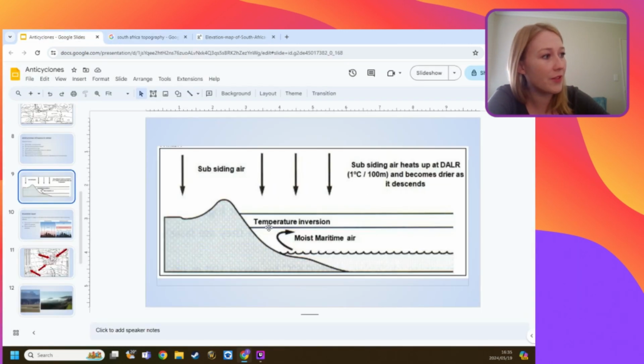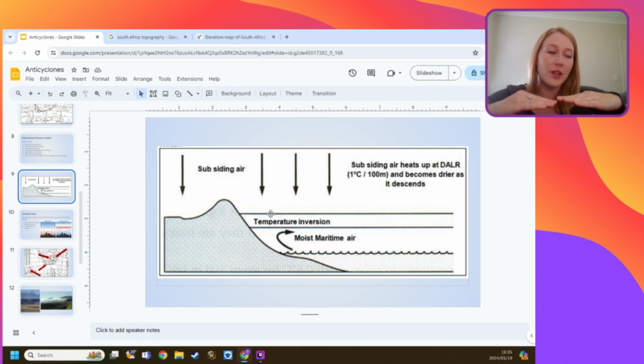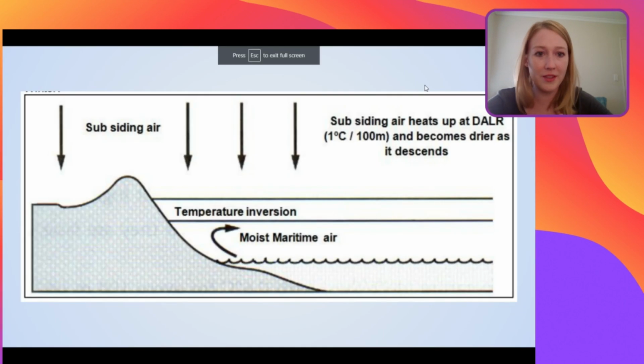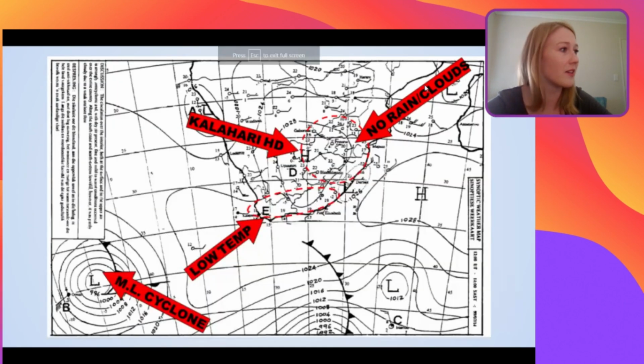But where we have this temperature inversion, the air can't rise. So the rising air can't get through that temperature inversion. It's blocking its path up the plateau. And we sometimes see this. We don't actually realize that we're seeing this on a day-to-day basis.